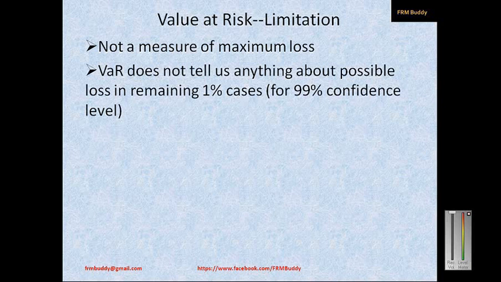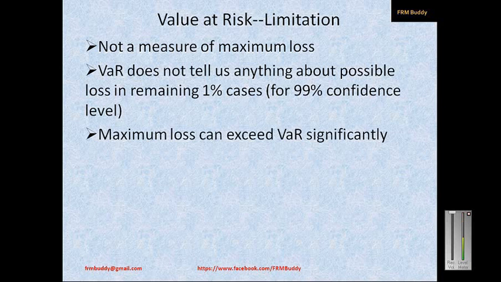Now you know that there is 99% probability that the loss on my portfolio over 1 month is going to be less than $1 million. Fair enough. But what about the remaining 1% of the cases? Unfortunately, value at risk doesn't tell you anything about what happens in the remaining 1% of the cases. And at times the maximum loss on the portfolio can exceed the value at risk significantly. So under no circumstances should value at risk be looked upon as a measure of maximum loss.